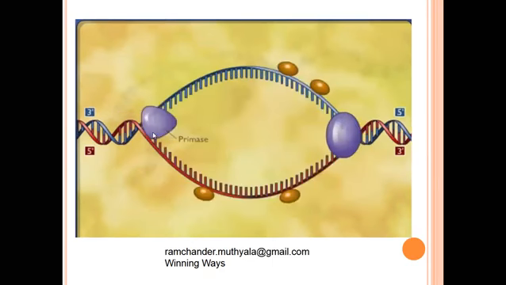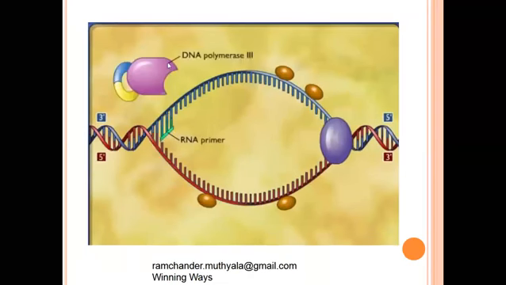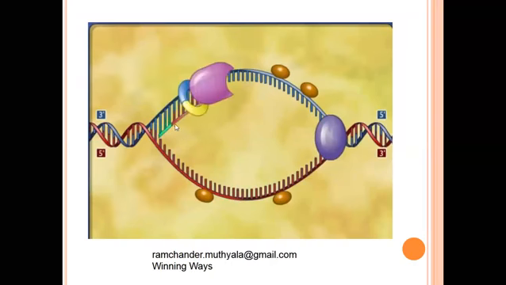Then after, on the replication origin, with the help of RNA primase, one RNA primer is synthesized on the replication origin. Once the RNA primer is synthesized, then with the help of the DNA polymerase 3 enzyme, a new copy of DNA is synthesized.